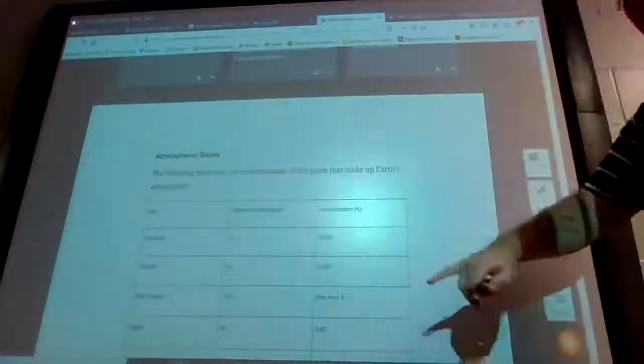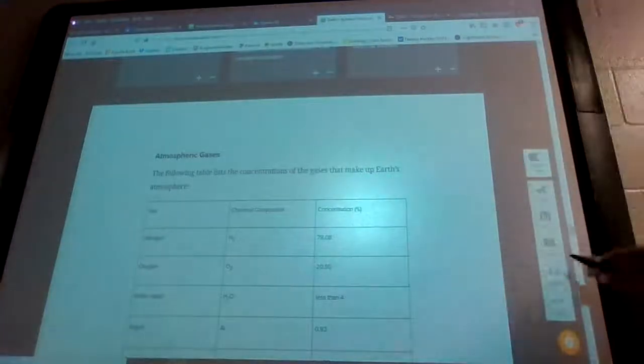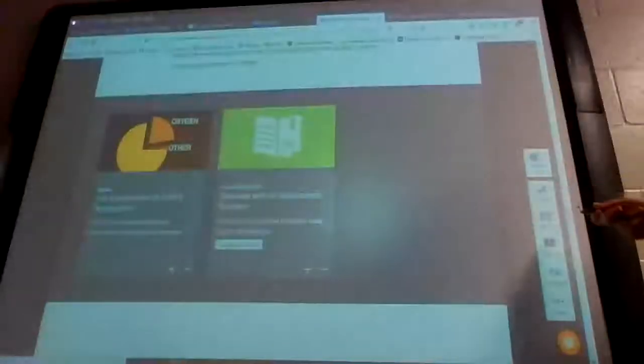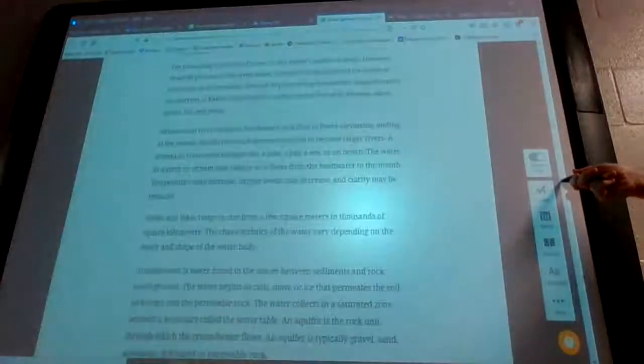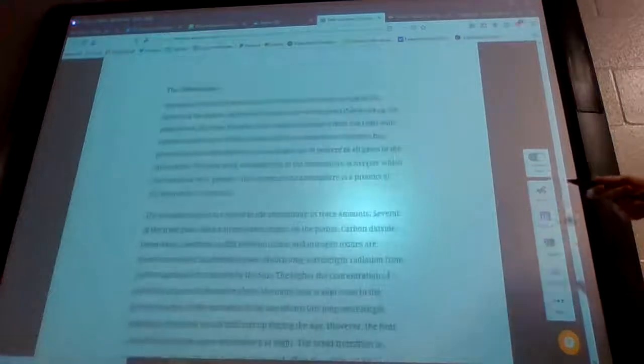78% nitrogen. Only 20.1% oxygen. So all of that nitrogen that we breathe in all the time doesn't really do anything. It just goes in and out. It's not a big deal.